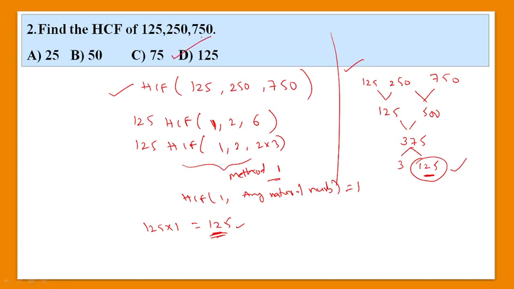I hope you are clear with this point here. Let us move to the next problem here.